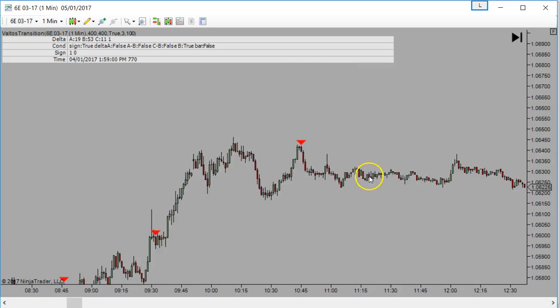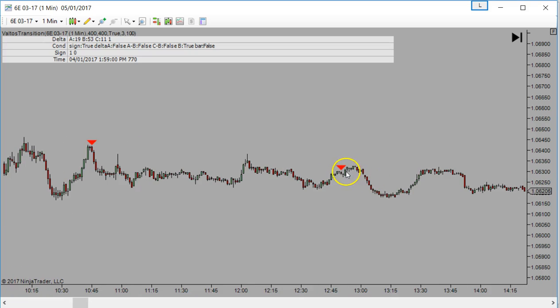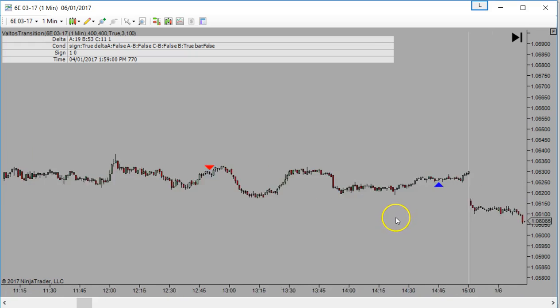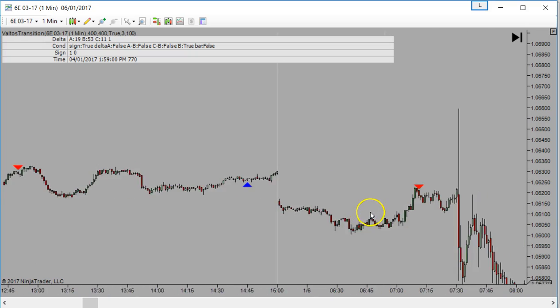Here's a nice little move lower. Again, a nice sell signal. It kind of went up against it before selling off. This one's a little bit close to the close.